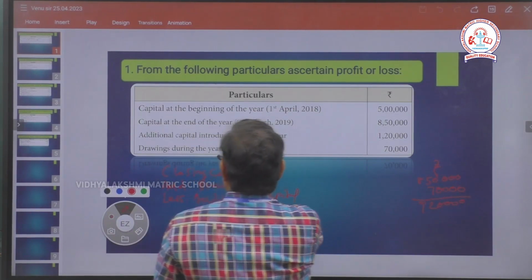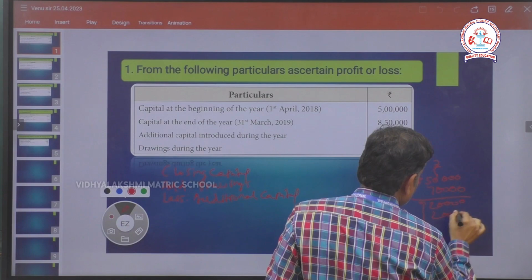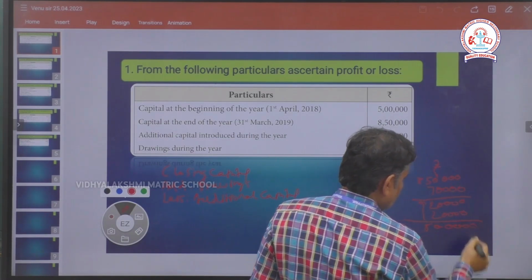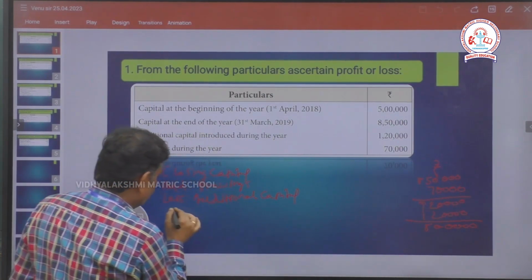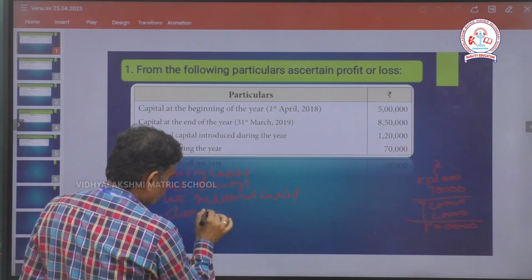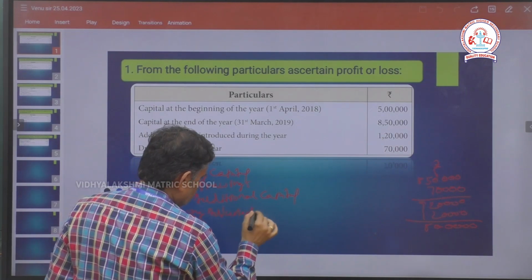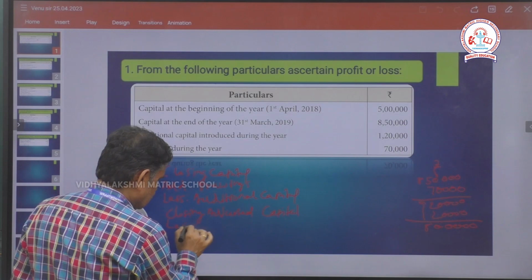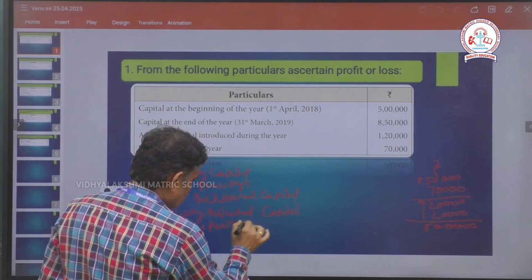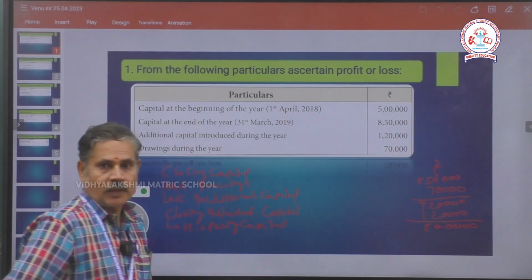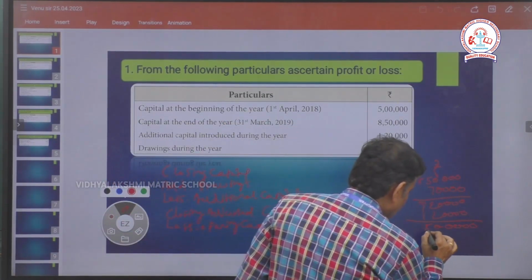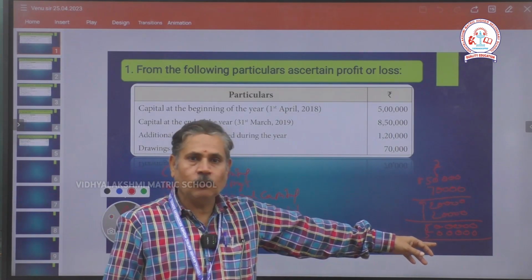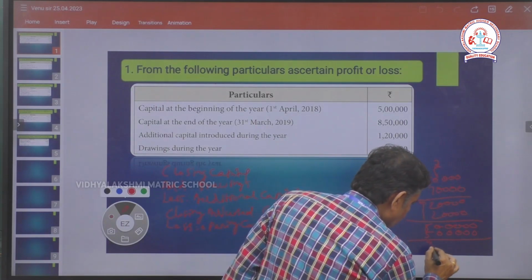What is the value of additional capital? It is given 1,20,000. So 9,20,000 minus 1,20,000, remaining 8 lakhs. Then after that we can find the answer. 8 lakh is the adjusted closing capital. After that, we can less opening capital. So what is the opening capital? It is given 5 lakhs. You can write the value 5 lakhs. So now the adjusted closing capital is 8 lakhs and the opening capital is 5 lakhs, deduct the answer from this one. Answer is 3 lakhs.